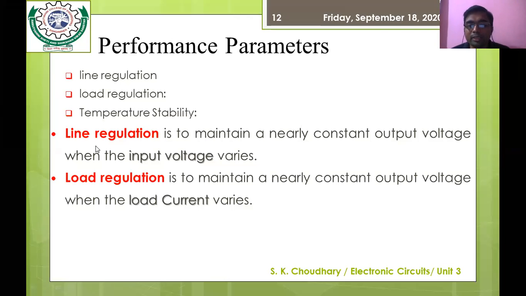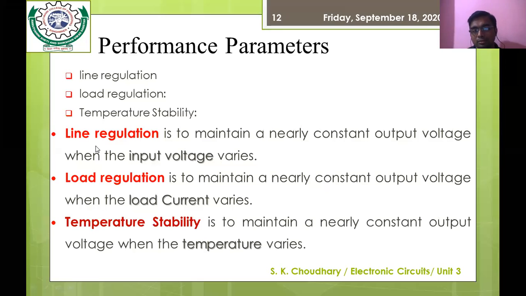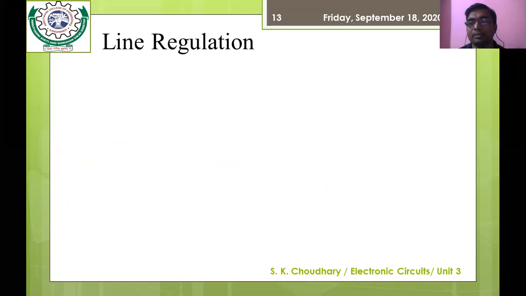And what is load regulation? Load regulation is to maintain a nearly constant output voltage when the load current varies. If the load current varies and you still have to maintain a constant output voltage, whatever parameter is used to maintain this is called load regulation. And the third performance parameter is temperature stability. It is to maintain a nearly constant output voltage when the temperature varies. So these are the three important performance parameters: line regulation, load regulation, and temperature stability.